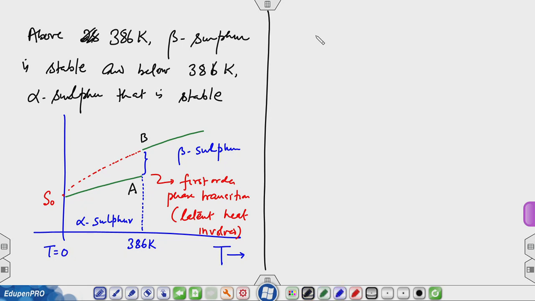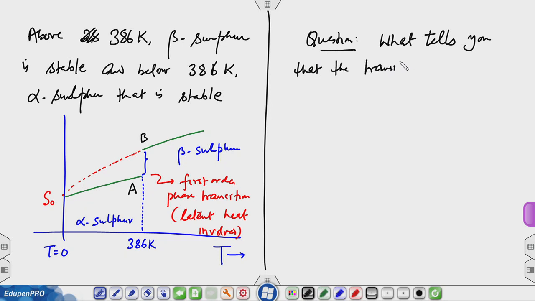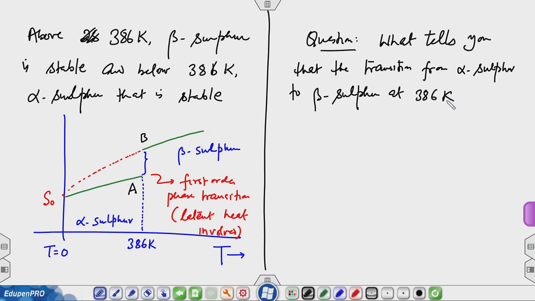Let me, before I proceed further, ask you a question. What tells you that the transition from alpha sulfur to beta sulfur at 386 K is first order?